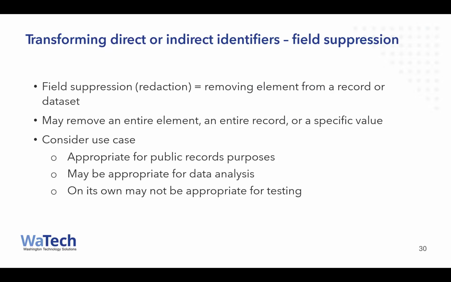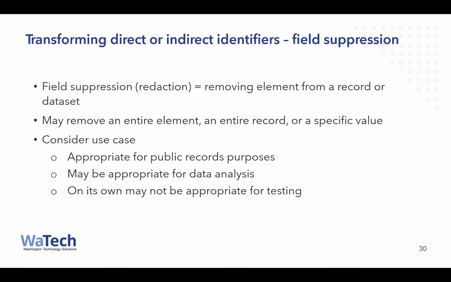Then we get into the next one, which is probably the most straightforward of the techniques, which is used for both direct and indirect identifiers. And this is field suppression, or more simply redaction, or just taking stuff out. So this could be removing an element from a record or data set, and it could be the entire element, which is like if you think about a spreadsheet where you're getting rid of the columns, or you're getting rid of all those values for every record in the data set.